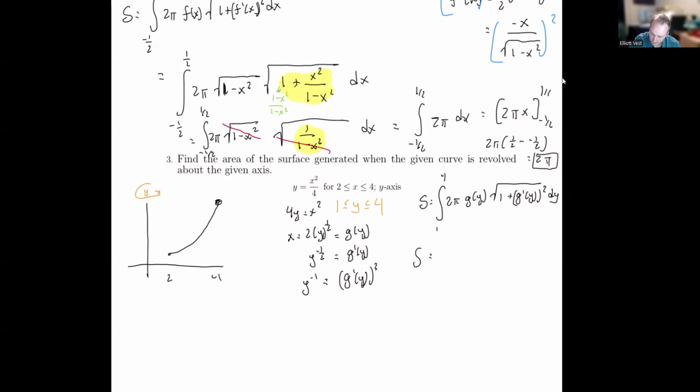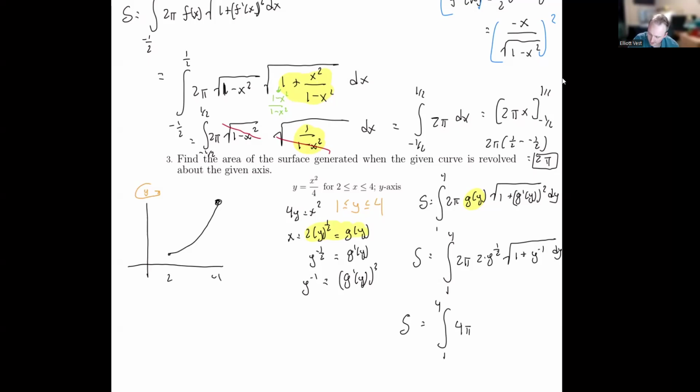This gives us s is equal to the integral from 1 to 4 of 2 pi. G of y is going to be 2 times y to the 1/2, times the square root of 1 plus g prime of y squared, which is y to the negative 1, and then dy, like so. So let's just keep simplifying now. What is s going to be here? From 1 to 4 of 4 pi.